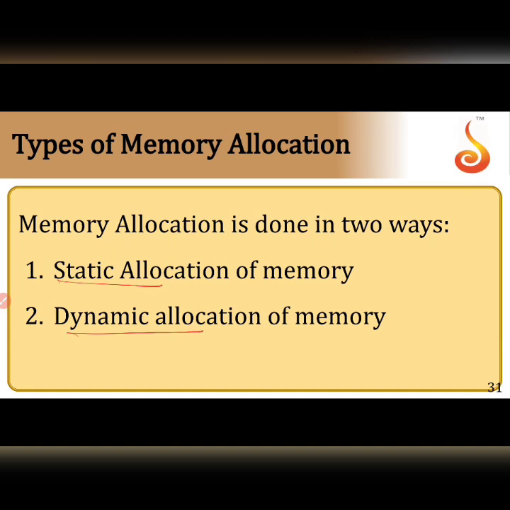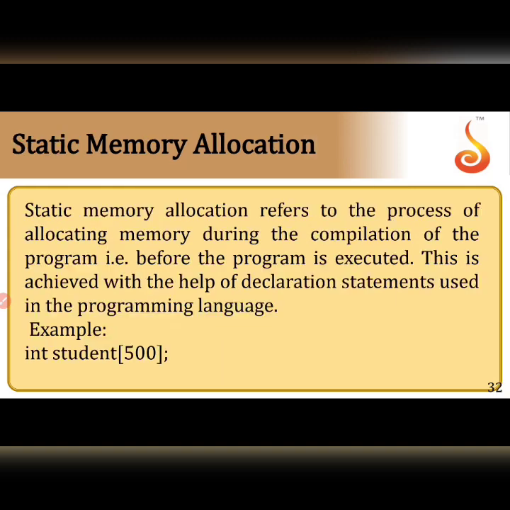So what do you mean by static? Static is something which happens during compile time, during the time of compilation, before the execution of a program. The memory allocated then is static allocation of memory, and memory allocated during the execution of a program, that is during runtime, is called dynamic memory allocation. Static and dynamic, we'll study both in detail with examples. We'll start with static memory allocation.